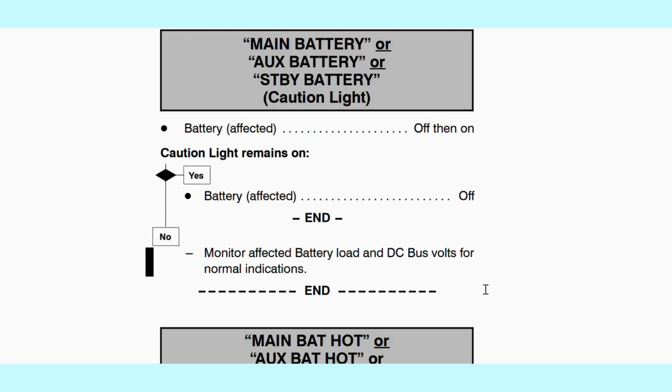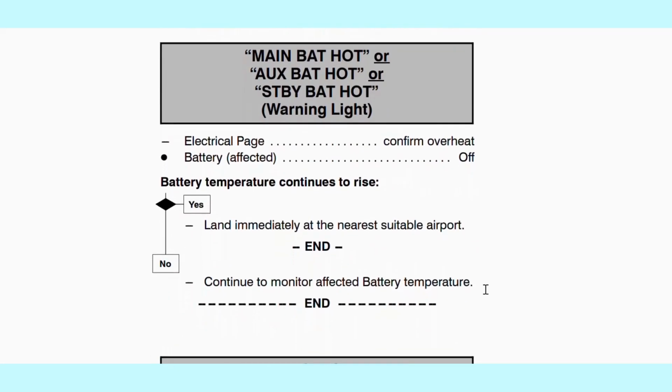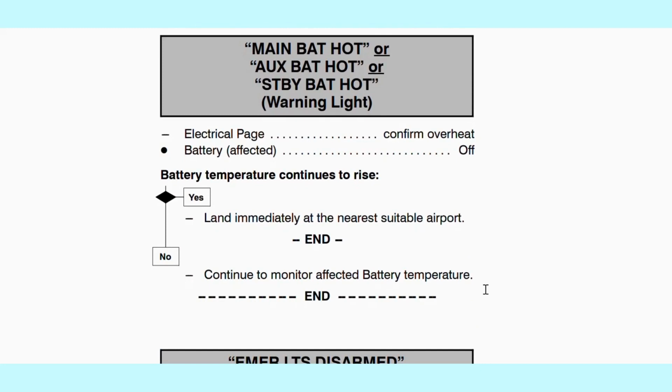Okay, but now if you get a main battery, aux battery, or standby battery hot caution, that's a serious one. Remember, the batteries are in the nose section of the aircraft if an APU is installed. Okay, the standby battery will normally be in the tail section if the APU is not installed, but with an APU installed, all three batteries are in the nose section. And in the nose section, you also have the oxygen cylinders.